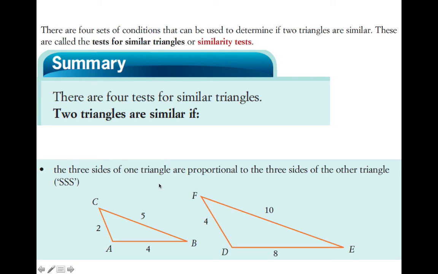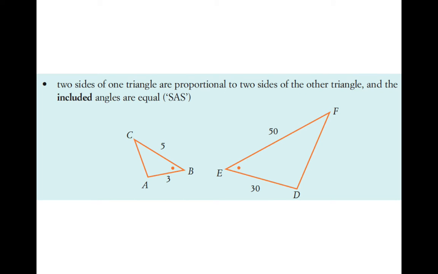So three sides of one triangle are proportionate to the three sides of the other triangle, or they just have the same scale factor. The second one is SAS. Again, this means a side, an angle and a side. Remember, it has to be sandwiched: two sides and an angle, so the angle is in the middle, and again they're proportionately increased. So 5 to 50 we multiply by 10, 3 to 30 we multiply by 10. So they've been increased by the same proportion or reduced by the same proportion, and there's a middle angle that is exactly the same.